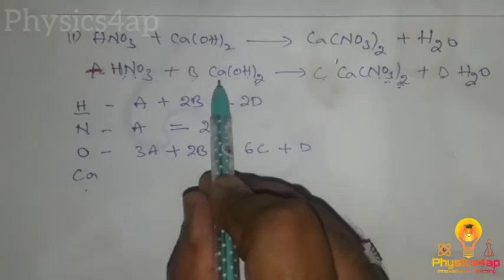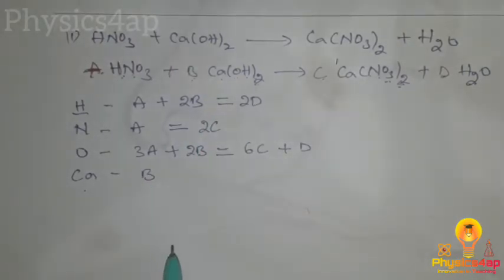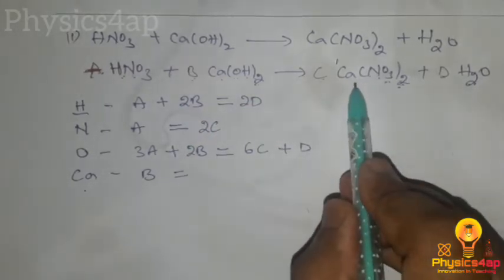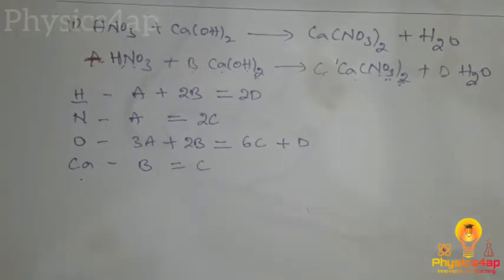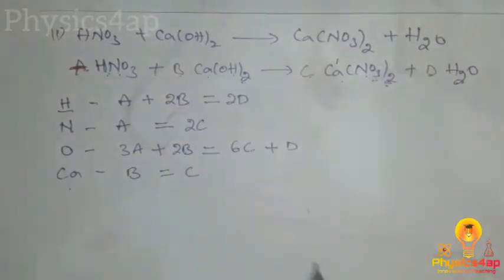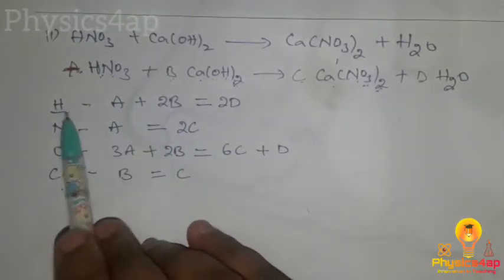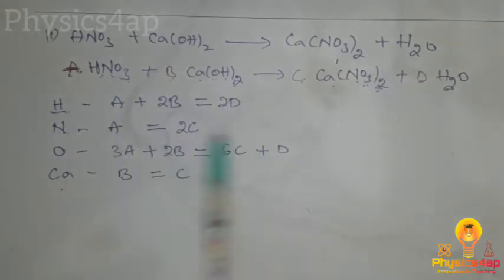And coming to the calcium, we have only one calcium here, that is B, 1 into B equals to. We have only one calcium also here, so 1 into C, 1C, that is C. Now let us find out the values of the coefficients. I think you got how we got all this. We multiply the number of the respective elements by those coefficients and write it in a linear equation form.